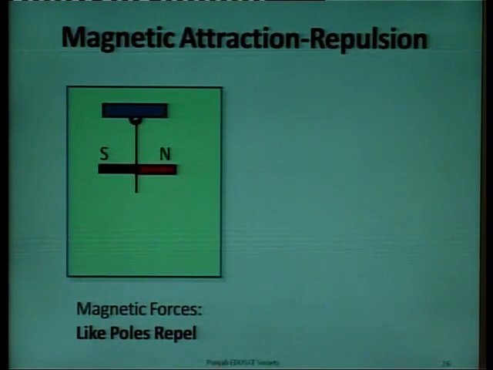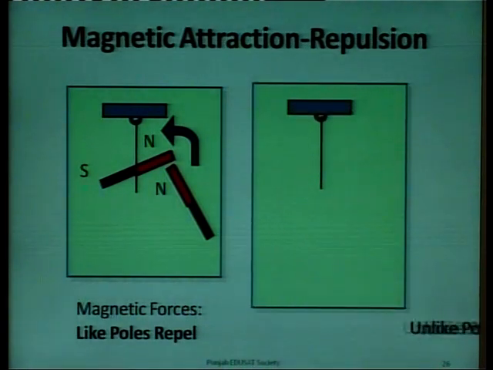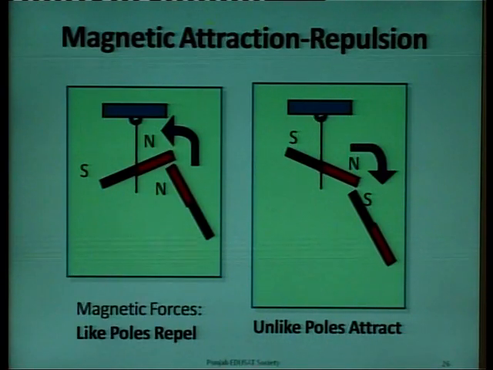Then we are having the magnetic attraction or repulsion. These are the magnetic forces: like poles repel each other. If we put the north and north poles towards each other, then they will repel each other. And if we are having unlike poles, as we can see, the north will attract the south and the south will attract the north. So, this is called magnetic attraction and repulsion.